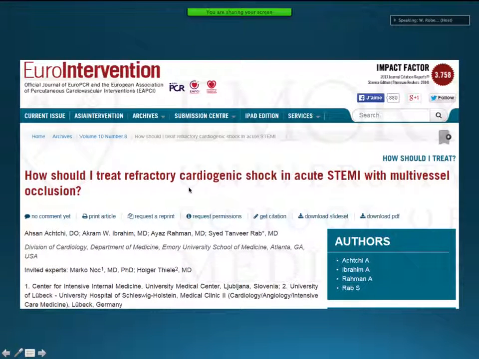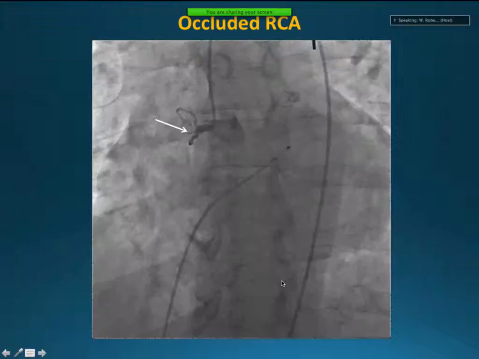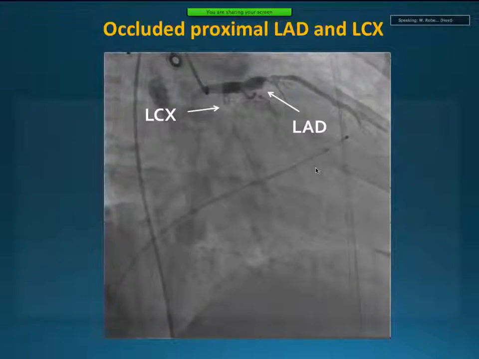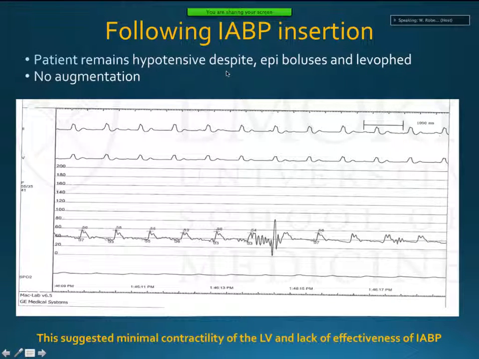I want to show you a case that some of our fellows and I put together, Sunny, Akram, and Ayaz. We put this case up in this journal and had a discussion about it. The patient came to us with all vessels occluded: the right coronary, the circumflex, and the LAD were occluded, and this patient was in a lot of trouble. We put a balloon pump in, but the patient remained hypotensive despite the balloon pump, despite boluses and Levophed. There was absolutely no augmentation with the balloon pump. This suggested minimal contractility of the LV and lack of effectiveness of the balloon pump.